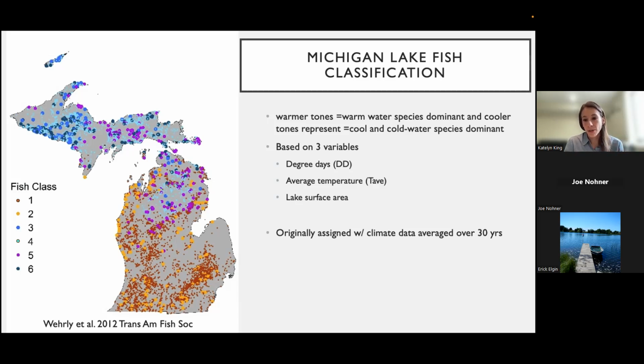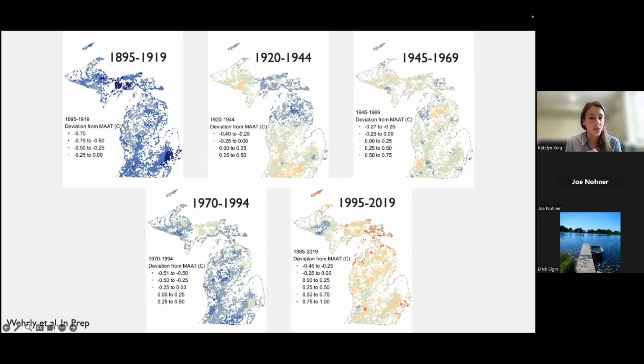Since then, they've really been considering how these classifications might change over time with a changing climate. Would everything change consistently, or would they vary in their response to changes over time? And so they took this classification and used a modeling approach to, again, similarly, hindcast and see how these fish assemblages would change over time. And now, instead of 30 years, they have 125 years of temperature data.